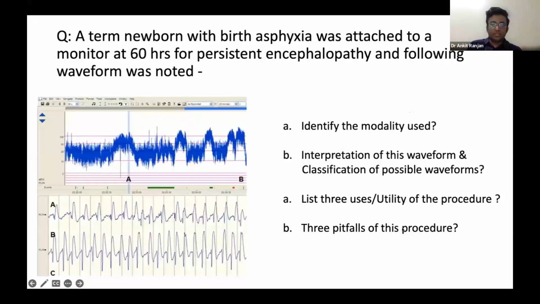So the next question: you have a figure, and a term newborn with birth asphyxia was attached to a monitor at 60 hours for persistent encephalopathy and the following waveform was noted. You have to identify the modality being used in this scenario, the interpretation of this particular waveform on the screen, and what other waveforms you can get in this modality. What is the utility of this procedure? Any three uses of this procedure and three pitfalls of this procedure.